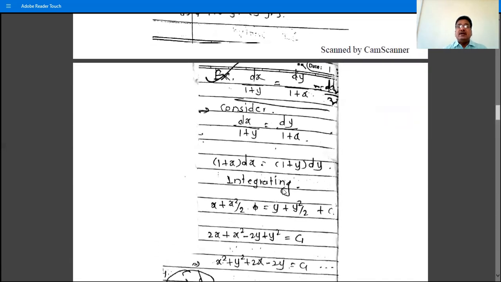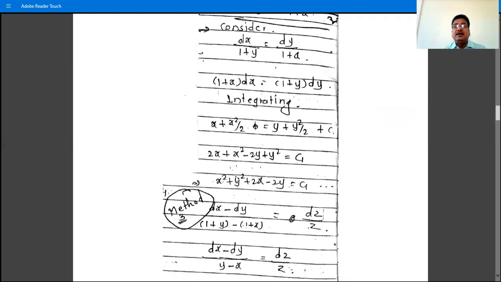Okay. So next example, dx divided by 1 plus y, dy divided by 1 plus x, and dz divided by z. So consider the first two ratios because z is absent. dx divided by 1 plus y equals dy divided by 1 plus x, and after separating the variables, what do we have? 1 plus x dx is equal to 1 plus y dy.